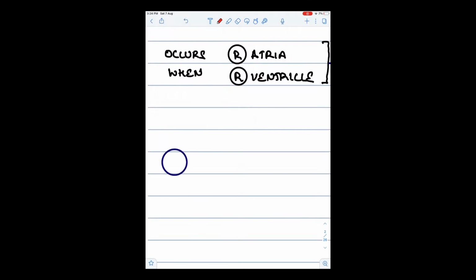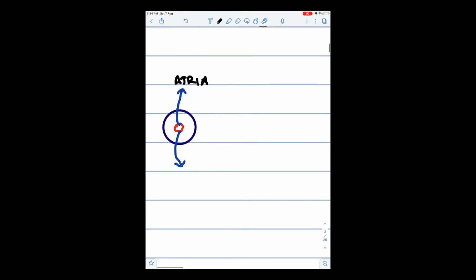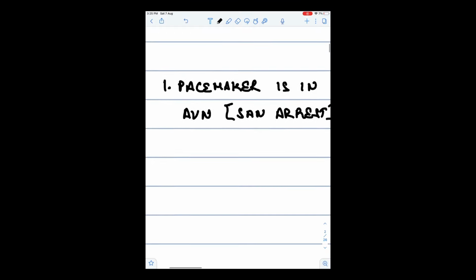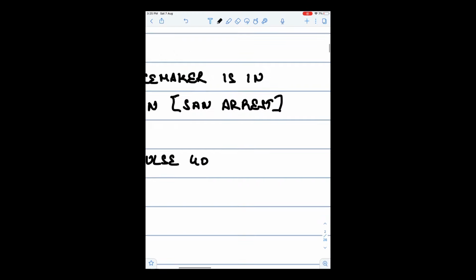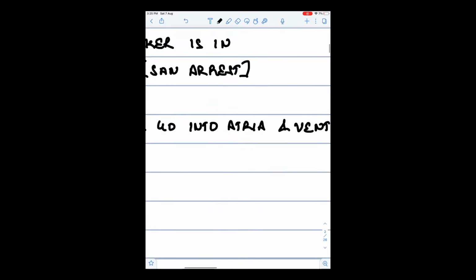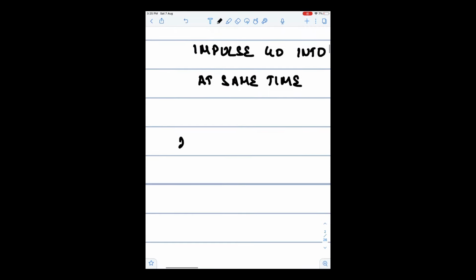This is an AV node. It sends impulse to atria, and it also sends impulse to ventricle. Here the pacemaker is an AV node. Why is the pacemaker an AV node? Because there is arrest of the SA node, leading to establishment of the pacemaker in the AV node. So the impulse from the AV node goes simultaneously into the atria and the ventricle.